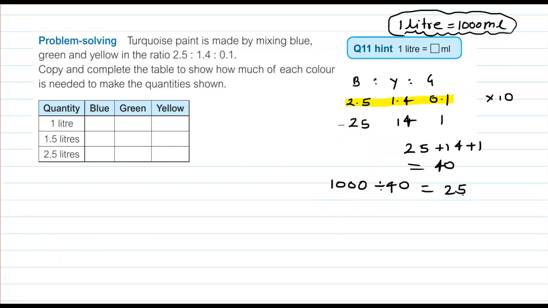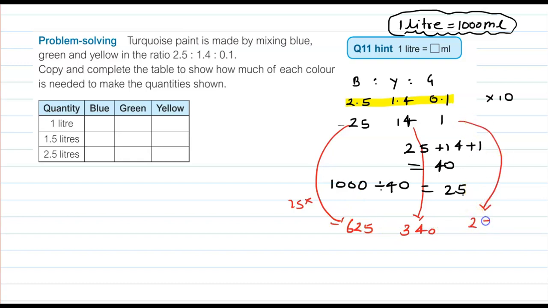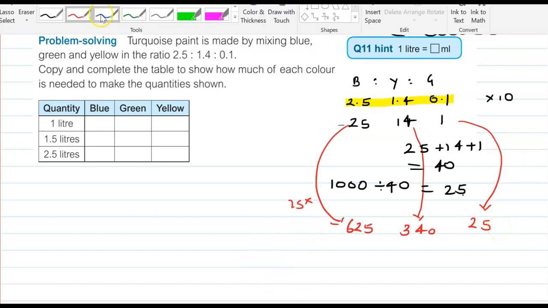Now, 25 times 25. You multiply by 25 here. So 25 times 25 is 625. What is 25 times 14? 350. Okay, that's good. And now the hardest one, 25 times 1 is how much? 25. Okay, so all these measurements are for 1 liter.